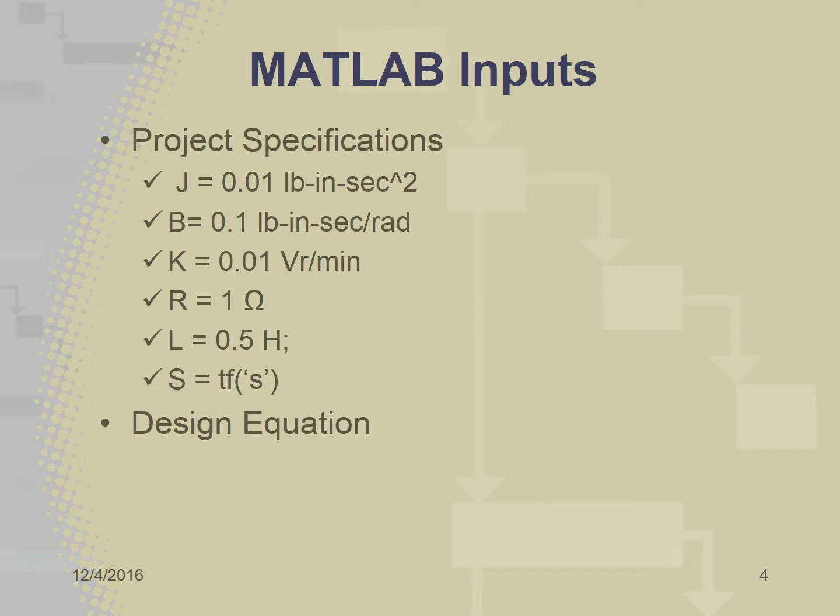These are my inputs and equation used for the DC motor project. J is the moment of inertia of the rotor, B is the motor friction constant, K is the electromotive force constant, R is the resistance, and L is the electrical inductance.